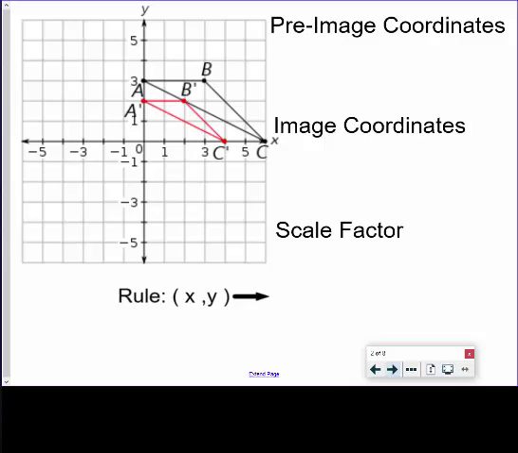So let's start with our pre-image. How can we tell which one's our pre-image? The one without a prime mark. So just regular A, regular B, regular C. Find those coordinates.